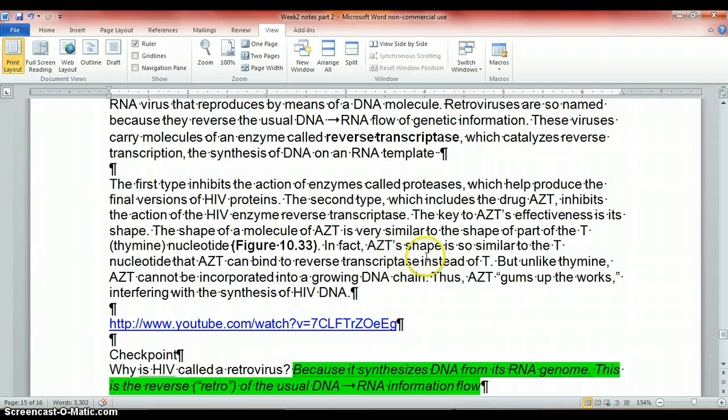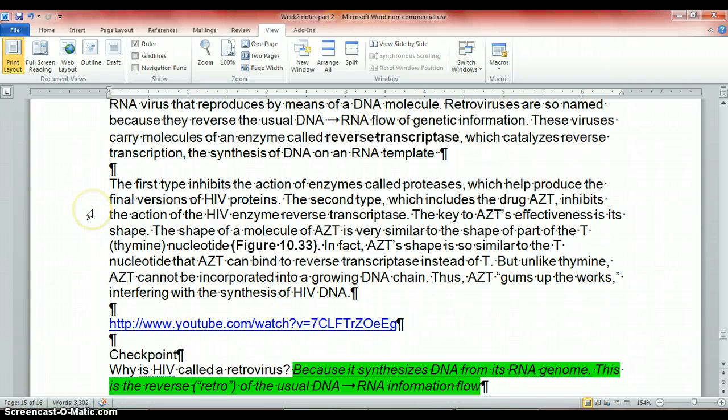In fact, AZT's shape is so similar to the T nucleotide that AZT can bind to reverse transcriptase instead of the T, but unlike thymine, AZT cannot be incorporated into the growing DNA chain. Thus, AZT gums up the works, interfering with the synthesis of HIV DNA.